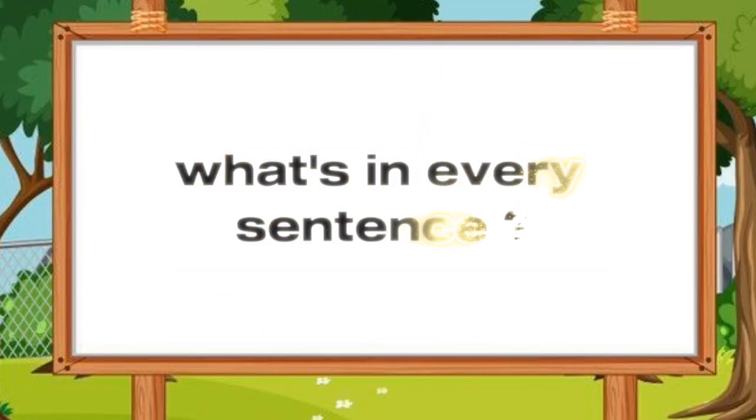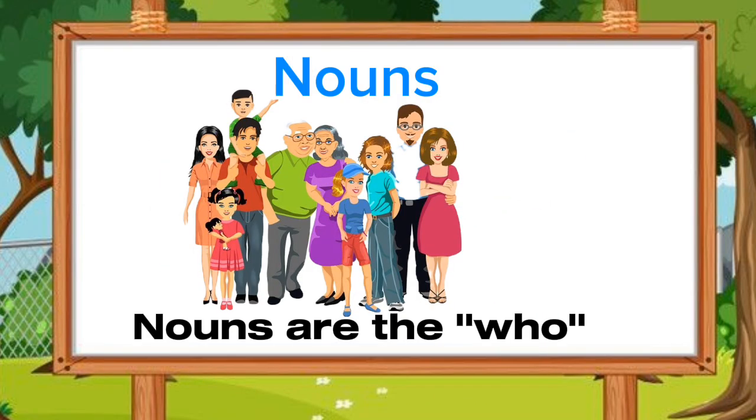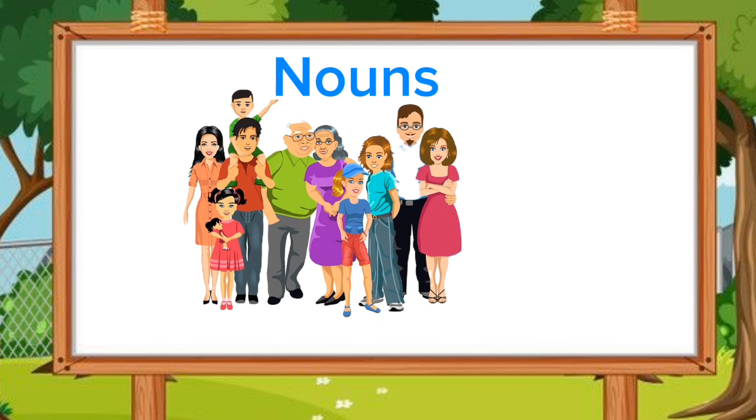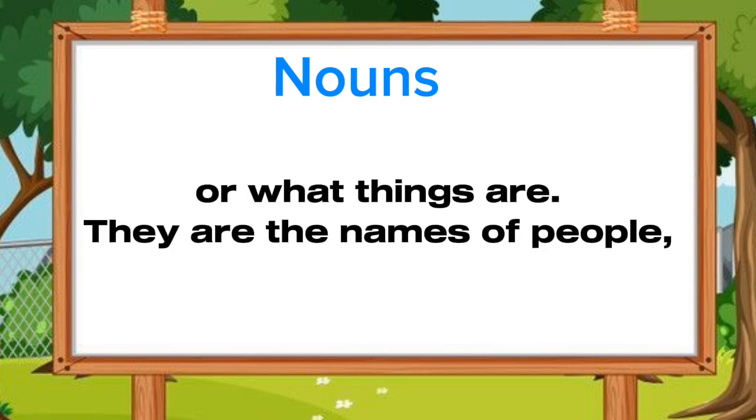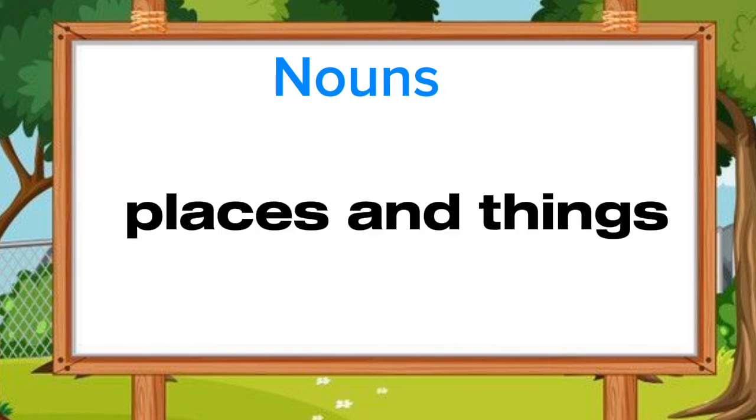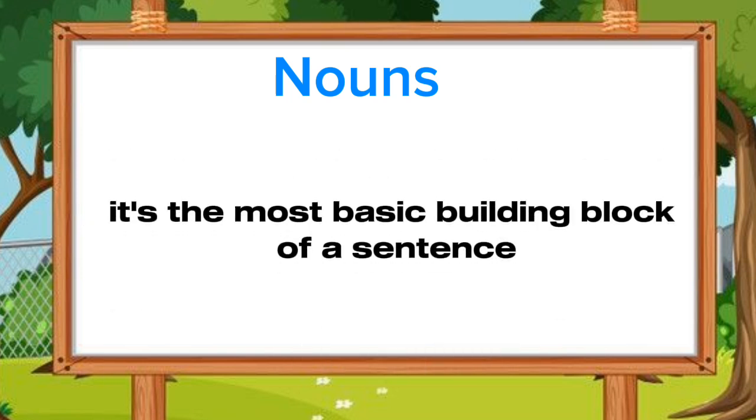What's in every sentence? Nouns. Nouns are the who, what, where, or what things are. They are the names of people, places, and things. It's the most basic building block of a sentence.